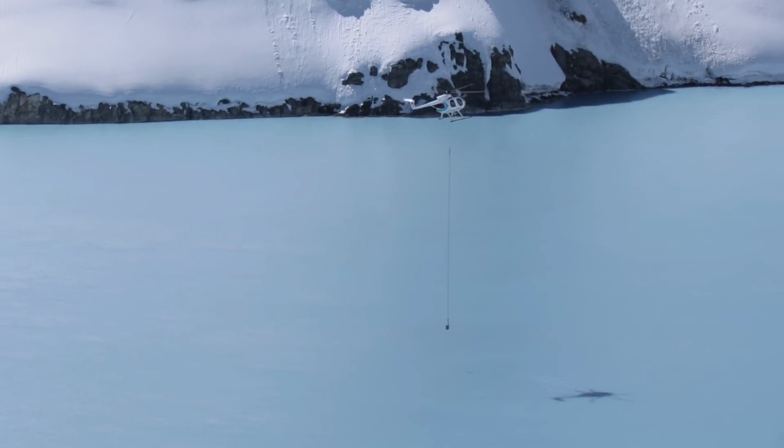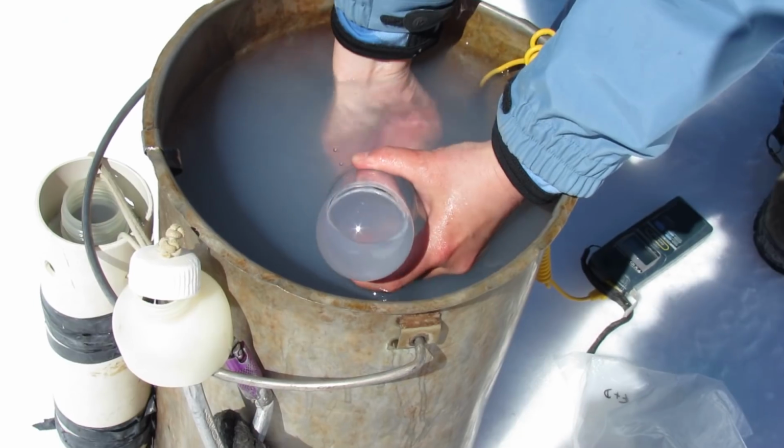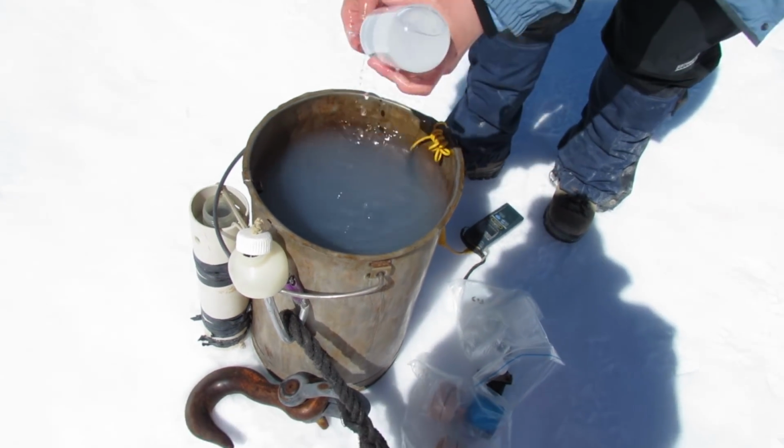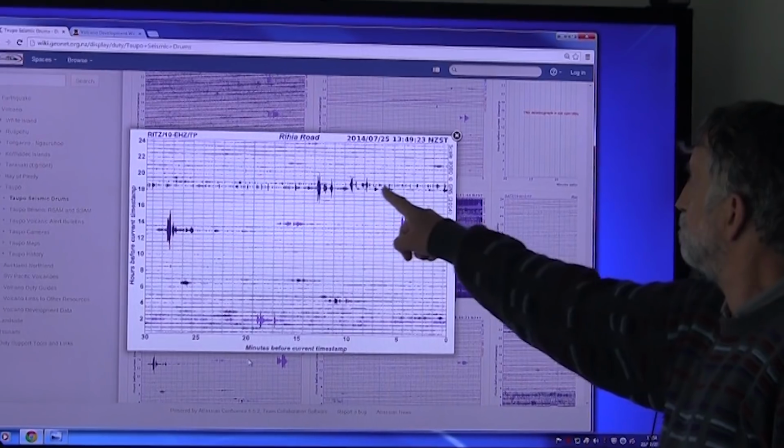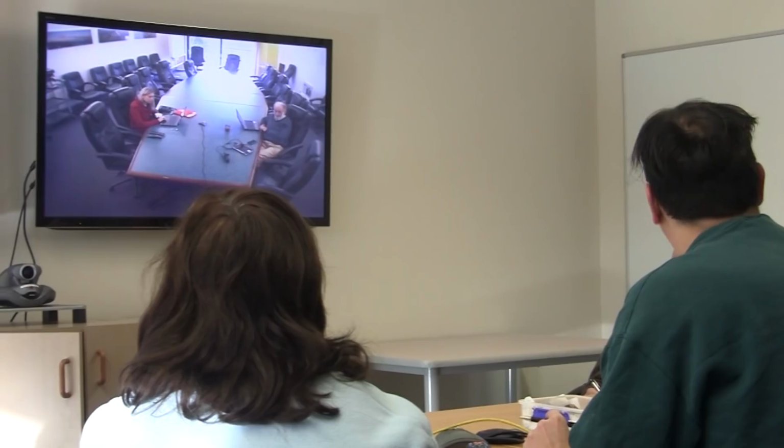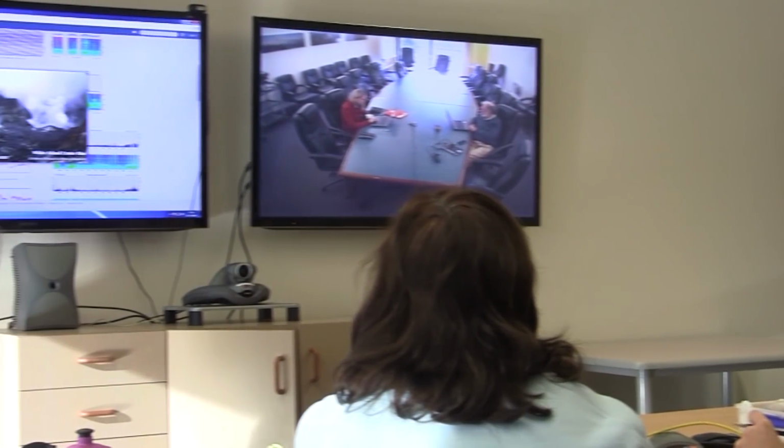So when the level of activity changes at an active volcano, we consider the GNS monitoring data, interpret it, and using our experience and knowledge, and as a group, we then decide what the appropriate volcanic alert level should be and notify people of the new level.